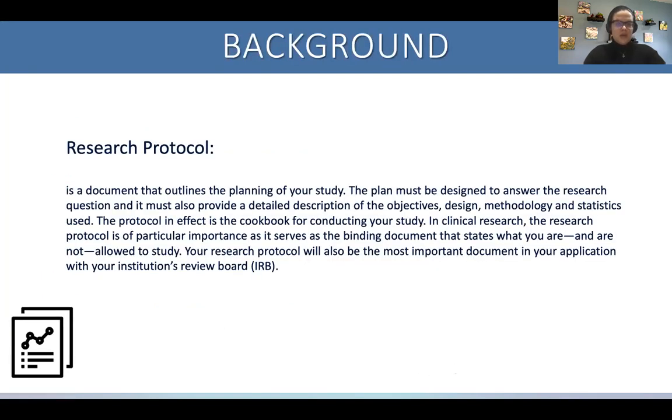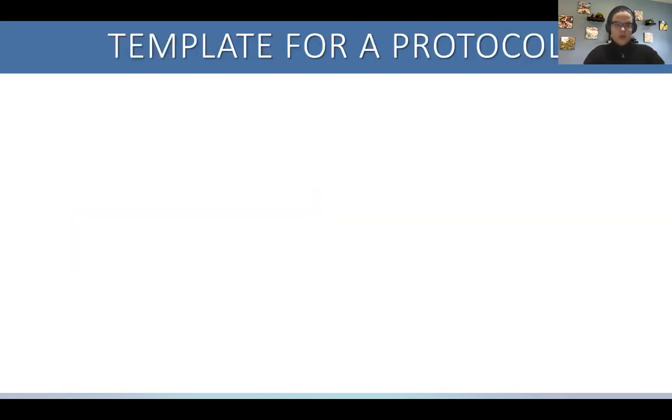So just for some background, a research protocol is a document that outlines the planning of your study. The plan must be designed to answer the research question, but also provide a detailed description of the objectives, design, methodology, and statistics used. In short, the protocol is essentially a cookbook for conducting your study. And your research protocol will also be the most important document in your application with your institution's review board or ethical approval board.